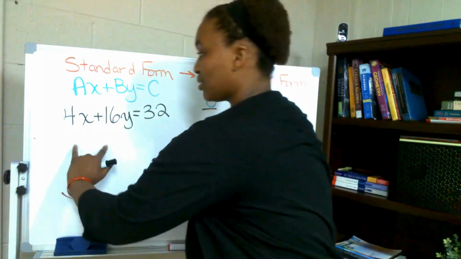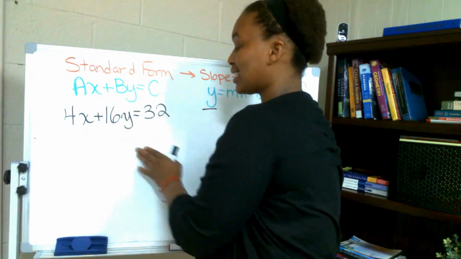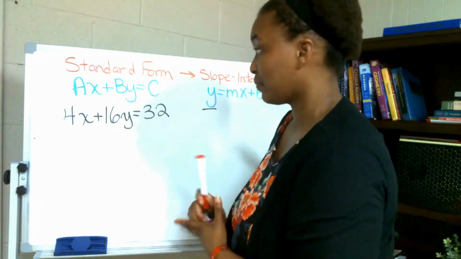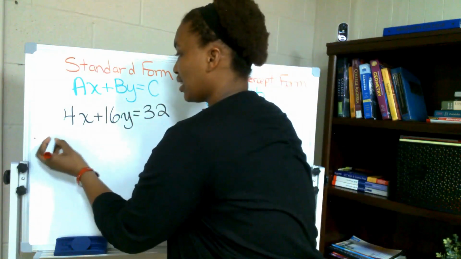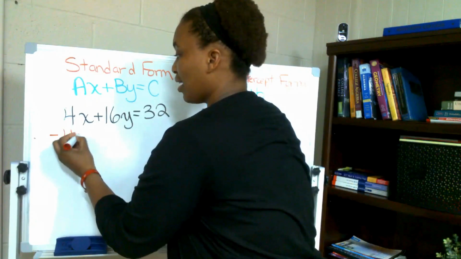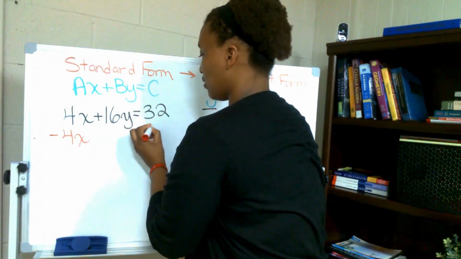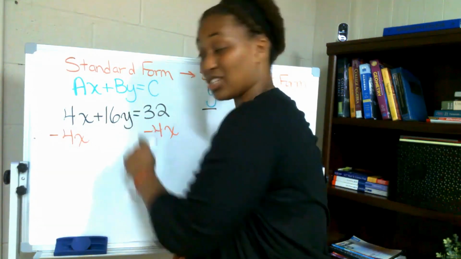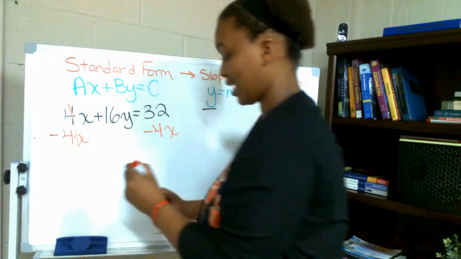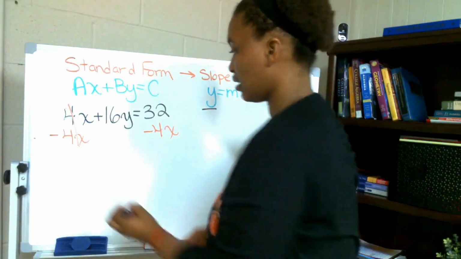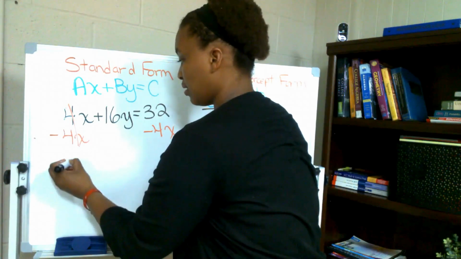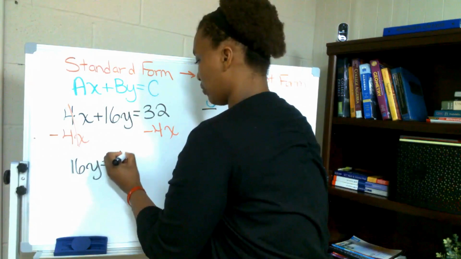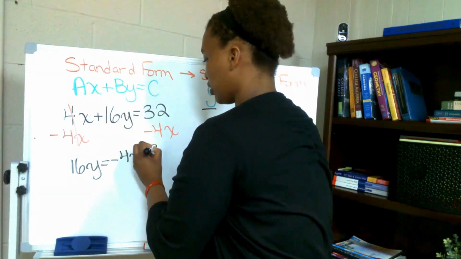So I have two terms: 4x plus 16y. I can get rid of this 4x term in one go. Alright, so let's do that first. Let's subtract my 4x on both sides. And we do it on both sides to keep it balanced because this is an equation. These are equal. Alright, that cancels out. So now I have 16y equals negative 4x plus 32.